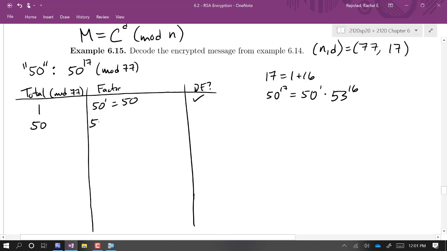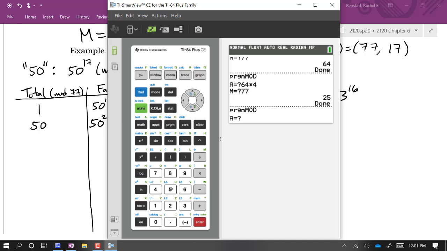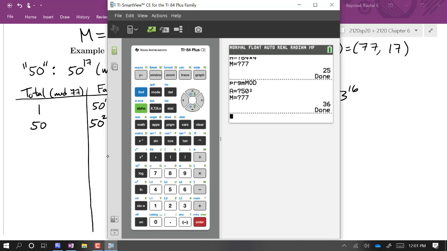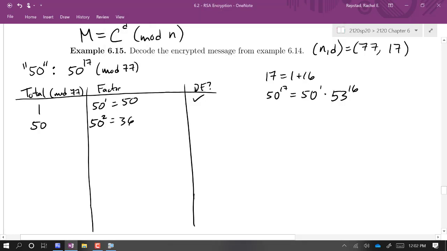Our next factor is 50 squared, mod 77. Is 36. Not a desired factor, so that stays at 50. 50 to the fourth is 36 squared.